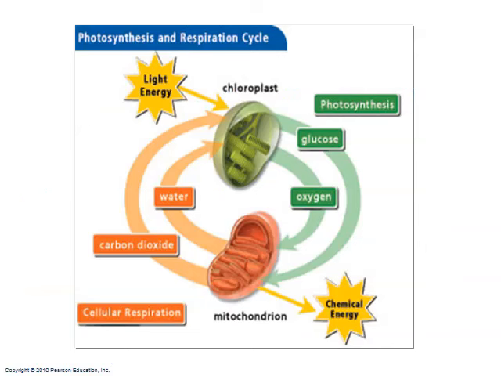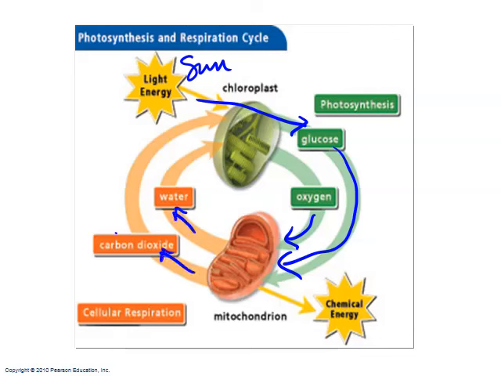If you want to see a nice picture from another book, it just kind of shows you the cycle of life, so to speak. So here's the sun. The plants take the sun and they turn it into glucose. We take glucose and consume it along with oxygen, and then we turn it into carbon dioxide and water. Remember, the carbon dioxide we exhale, and the oxygen, how did we get it in? We inhaled.